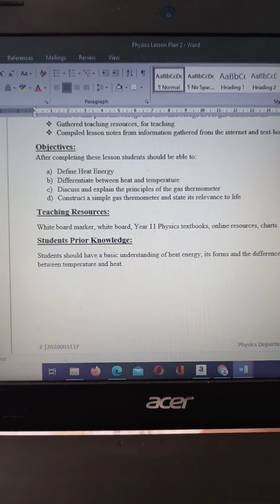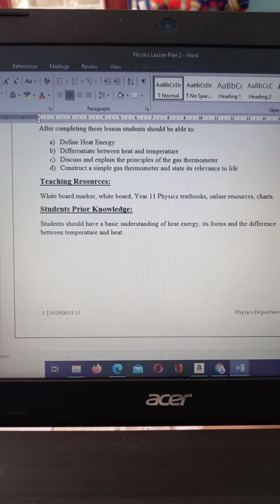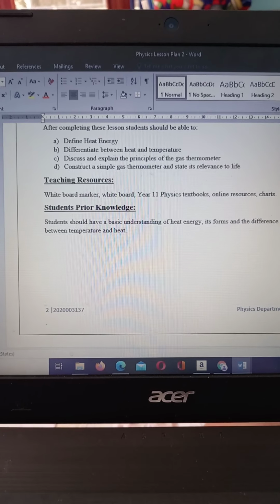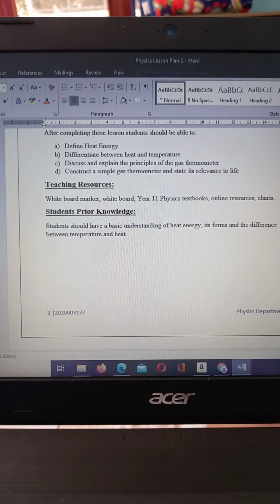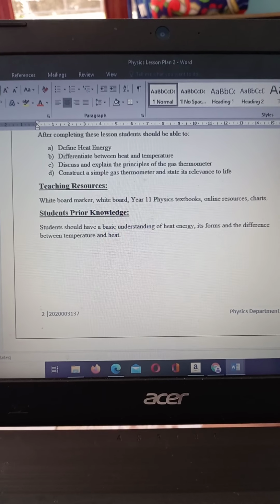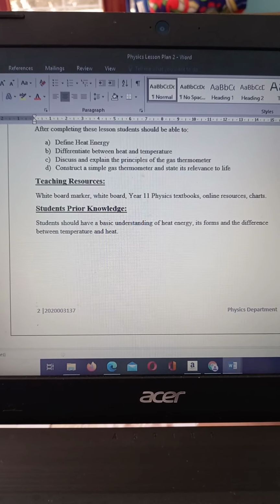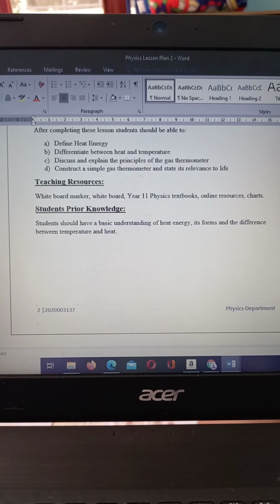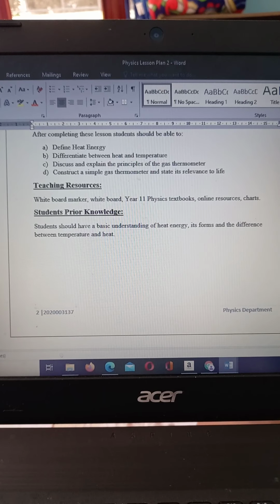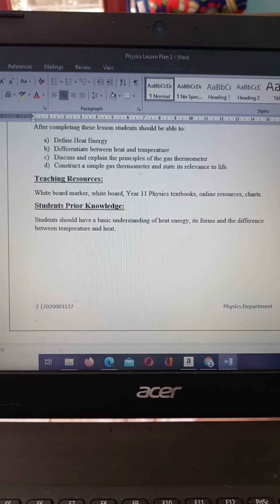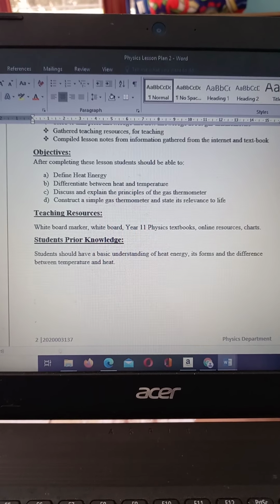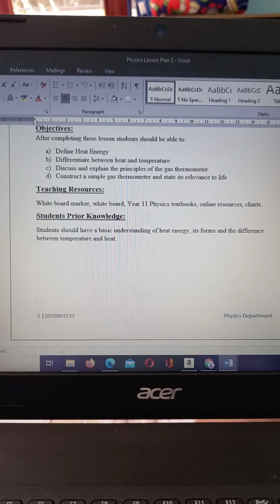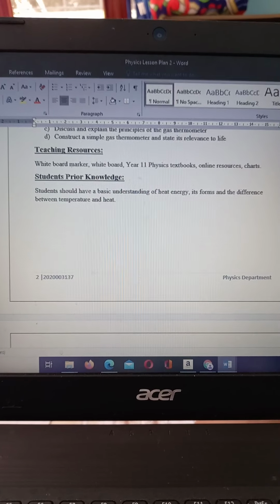Those are my lesson objectives. After completing this lesson, students should be able to define heat energy, differentiate between heat and temperature, discuss and explain the principle of the gas thermometer, and construct a simple gas thermometer and state its relevance to life. Those are my 4 objectives that I wish to achieve after this class.